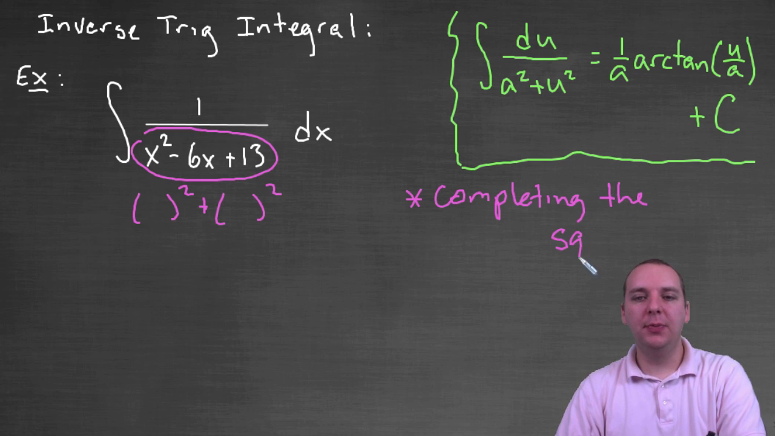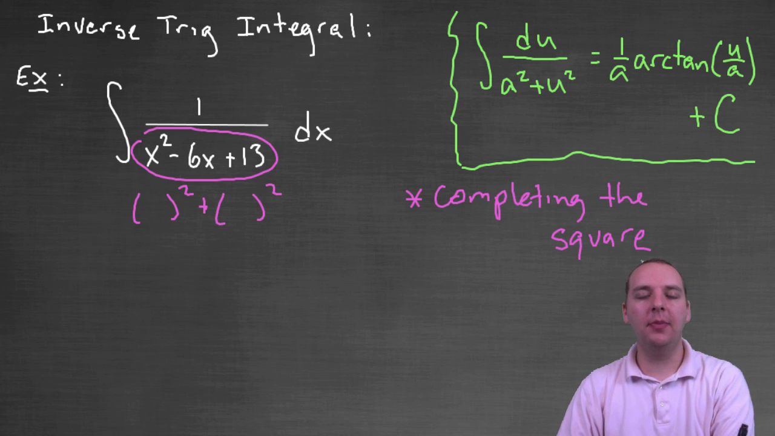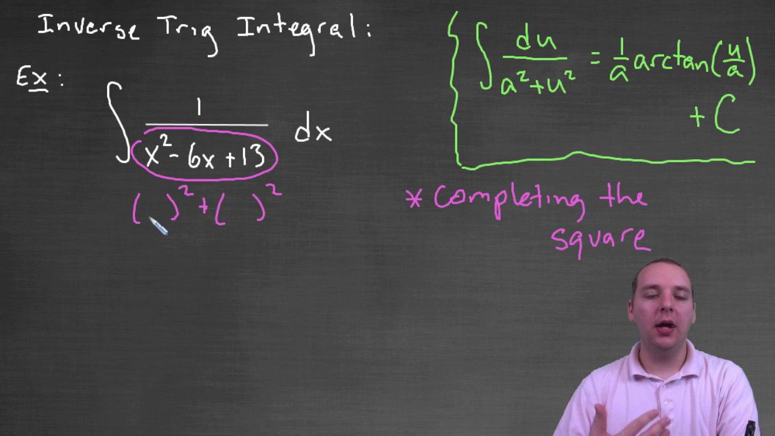If it's been a while since you've had a pre-calc class or an algebra class where you learn completing the square, it would be worth your time to go back and review this process here. But I'll give you a quick little crash course. Nothing super thorough, but at least enough to get us past this problem here. Okay, what we're going to do is we're going to complete the square on this denominator, and it's going to turn into a sum of two perfect squares.